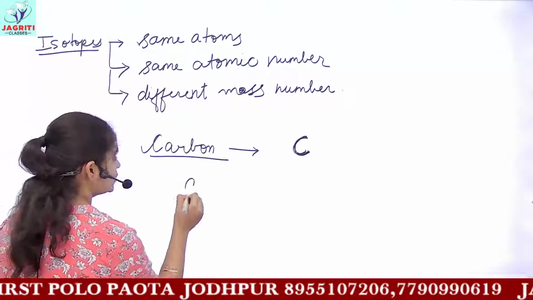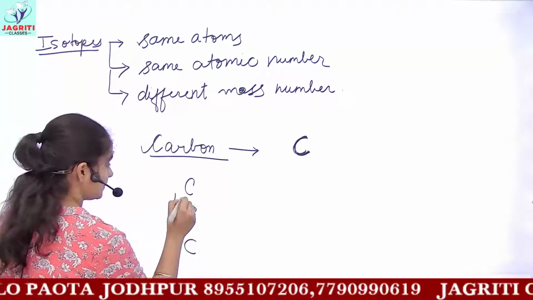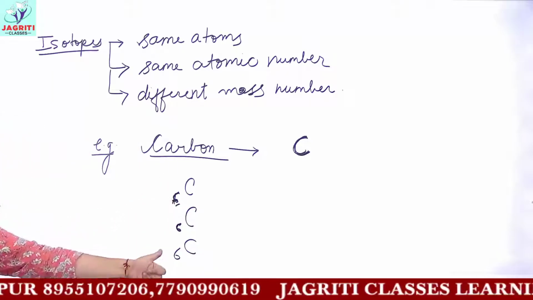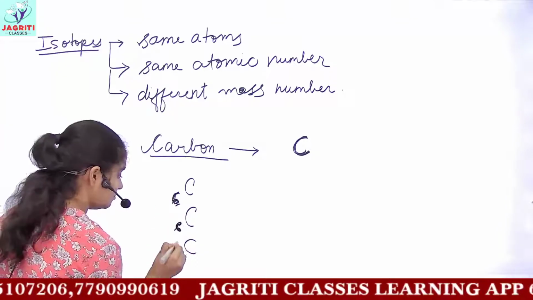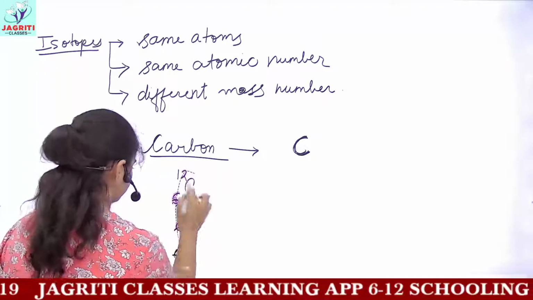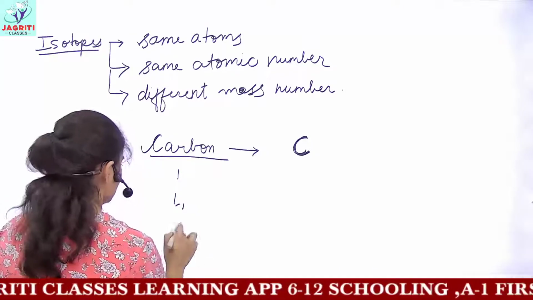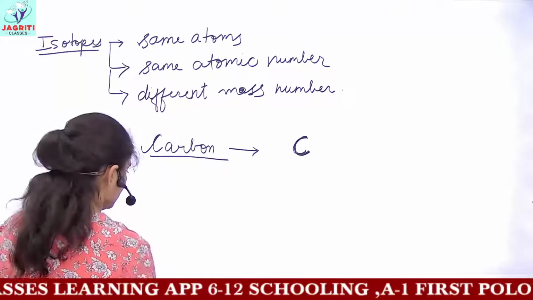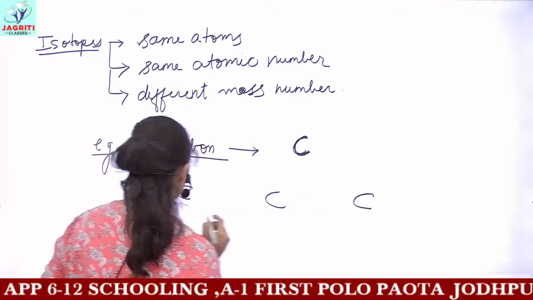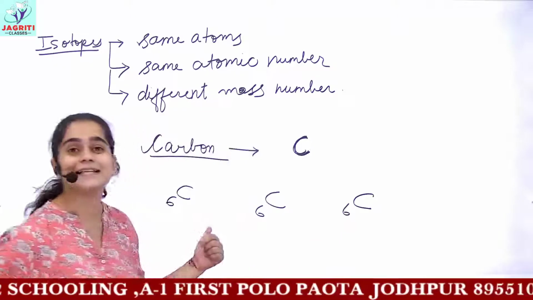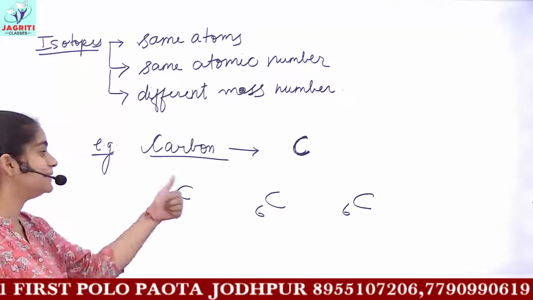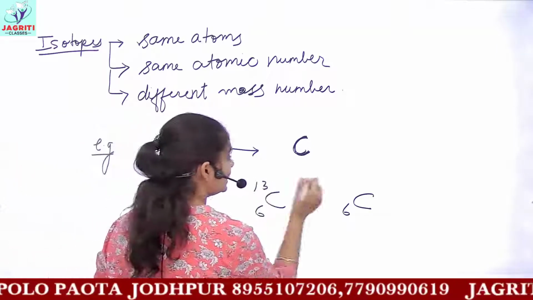Now we have three isotopes of carbon. The atomic number of carbon would be 6. So I am mentioning the atomic number below the symbol of each isotope. Then you have C6, 12, 13 and 14. You have three isotopes of carbon. All the three isotopes possess the same atomic number, 6, that is, it is the same for all. Now you have different mass numbers, or different masses, for these carbon atoms, which are 12, 13 and 14.